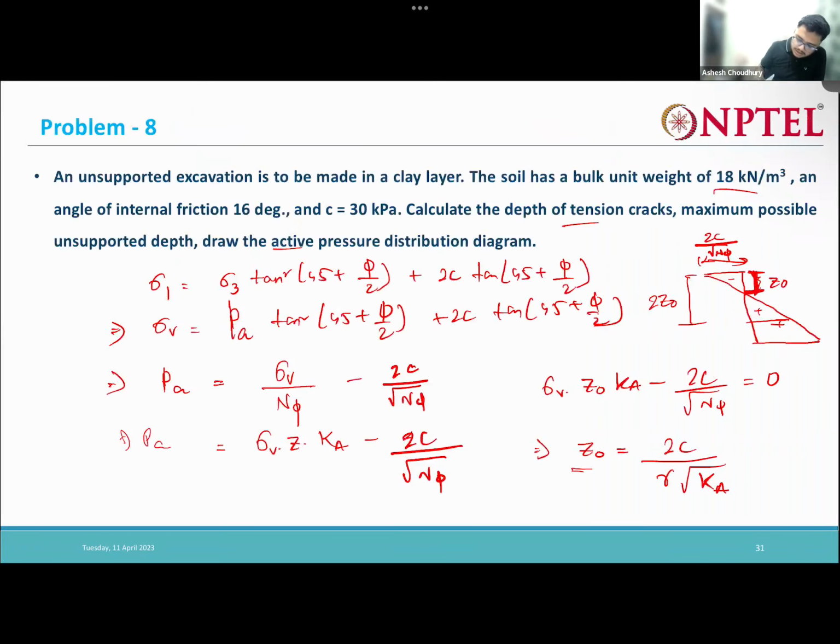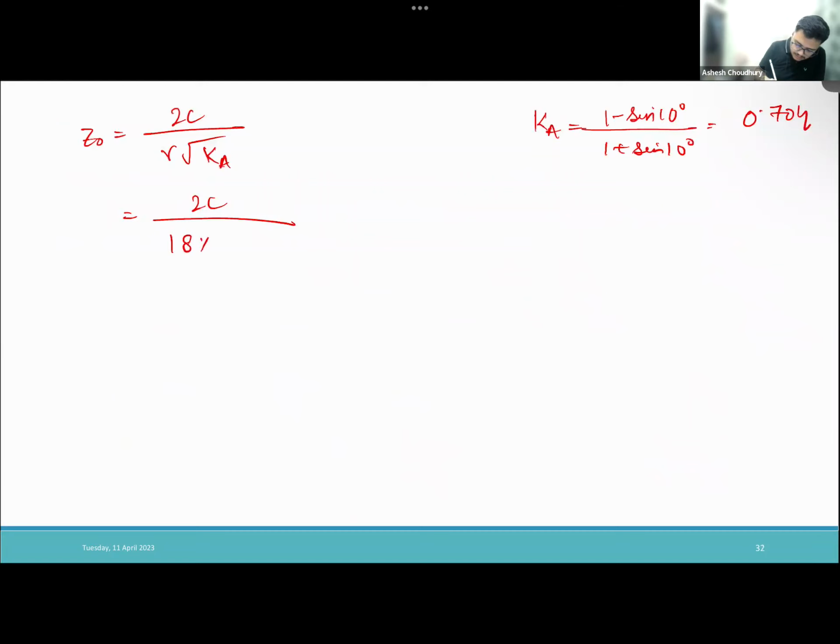Gamma is given in the question. What is C? C is 30. So please calculate this: 2 into 30 divided by 18 into root over 0.704. 3.973 meter. So this is the depth of tension here.